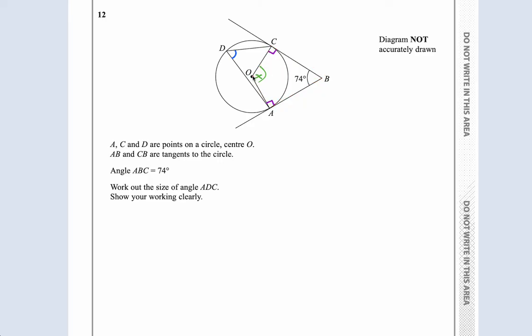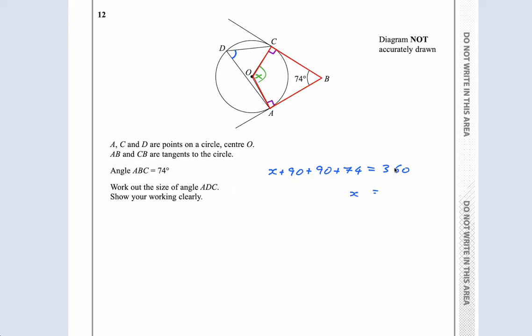Let's draw that again. 1, 2, 3, 4. This is a quadrilateral. It looks a bit like a kite. I think it actually is a kite. So those 4, my X plus 90 plus 90 plus 74 has to equal 360.